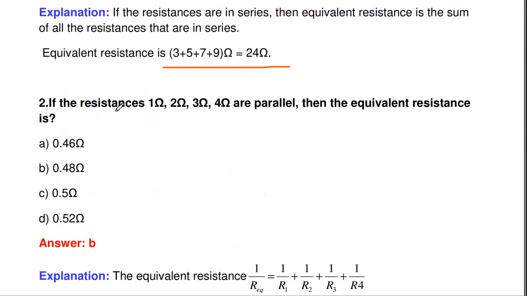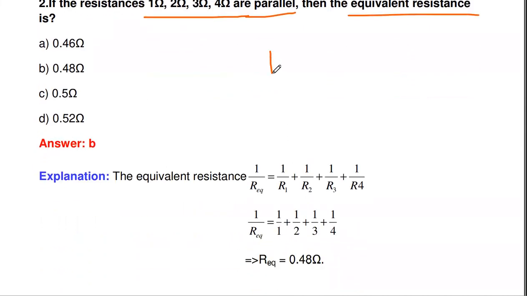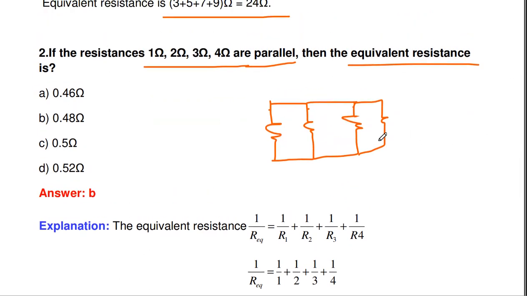Then the next one: if the resistances 1 ohm, 2 ohm, 3 ohm, 4 ohm are connected in parallel, then what is the equivalent resistance? So which one is parallel? If both the ends are connected, this type of connection is called parallel. So this is the resistor R1, R2, R3, R4. If the first end of all resistors is tied together and the second end of all resistors is tied together, this is called a parallel connection.